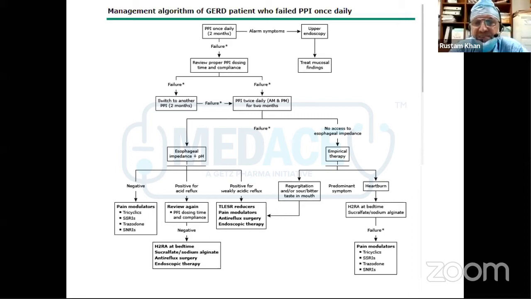If the patient has predominant heartburn, then start this patient on an H2 receptor blocker at bedtime along with sucralfate or sodium alginate. If the patient again does not respond, then consider an antidepressant: tricyclic antidepressant, SSRI or SNRI.